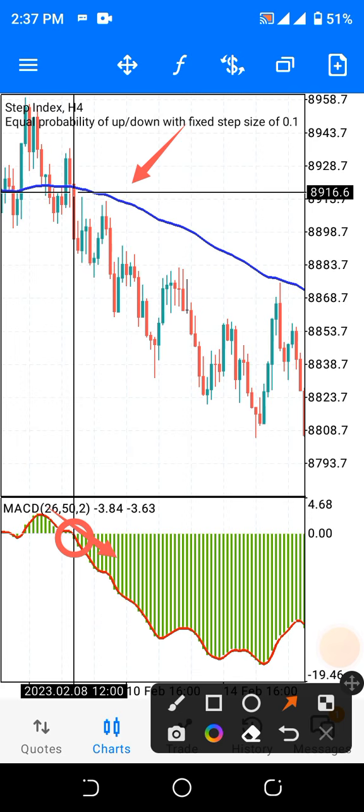Now, your entry should be, this is the candlestick where the crossing occurs here. Now, you wait once the market retraces back to the moving average. The point where it retraces back to the moving average, that is your entry point. Do you understand? So at this point, where the candlestick retraces back to the moving average, this is a huge profit for you.